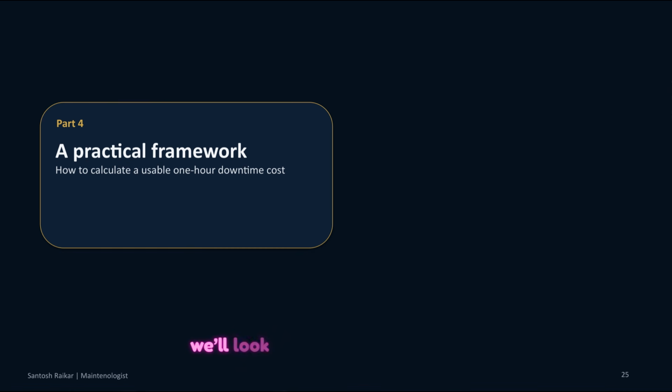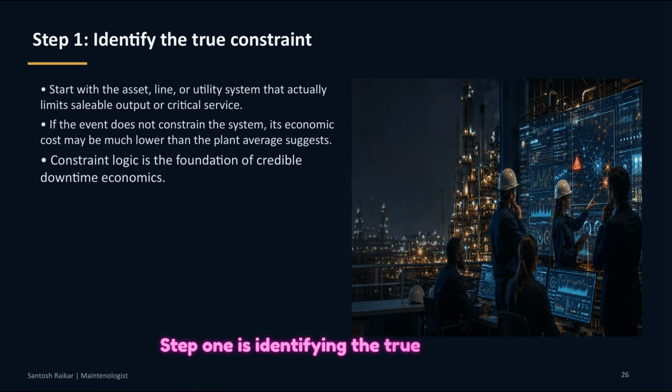In Part 4, we'll look at a practical framework. How do we actually calculate a number that is robust enough to be used for decision-making? Step 1 is identifying the true constraint. You must focus on the asset or system that actually limits your saleable output. If an asset isn't a bottleneck, its downtime cost might be significantly lower, and we should prioritize our resources accordingly.